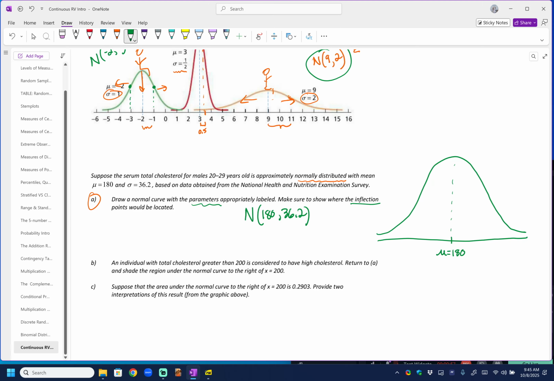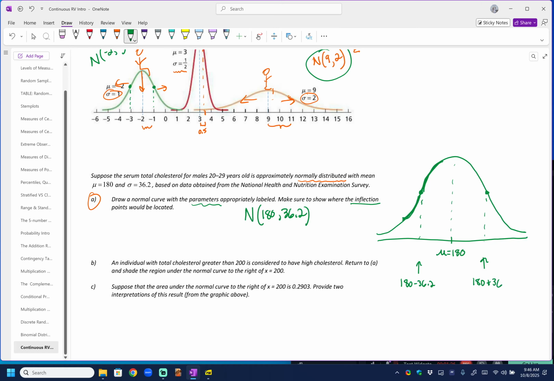For example, this looks like a little bit around where the inflection changes from an over to an under. So this curves up, this curves down. Right where those are going to be is where the standard deviations are. So how do we find those? Well, this one here, of course, is going to be 180 minus 36.2, and this is going to be 180 plus 36.2. We'll throw those numbers in.